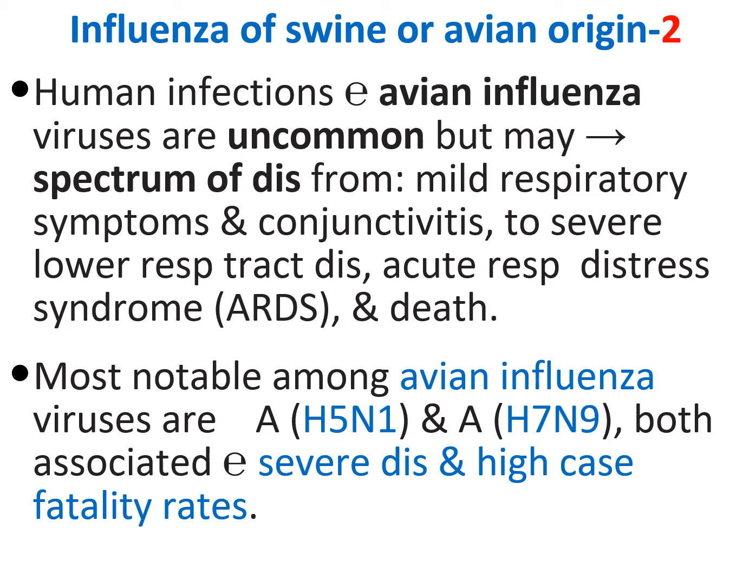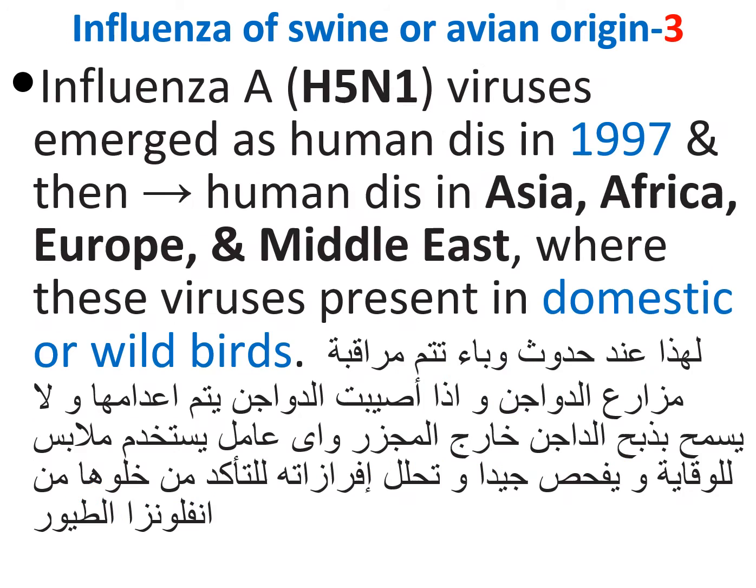Human infections with avian influenza viruses are uncommon but may lead to a spectrum of disease, from mild respiratory symptoms and conjunctivitis to severe lower respiratory tract disease, acute respiratory distress syndrome, and death. Most notable among avian influenza viruses are H5N1 and H7N9, both associated with severe disease and a high case fatality rate.